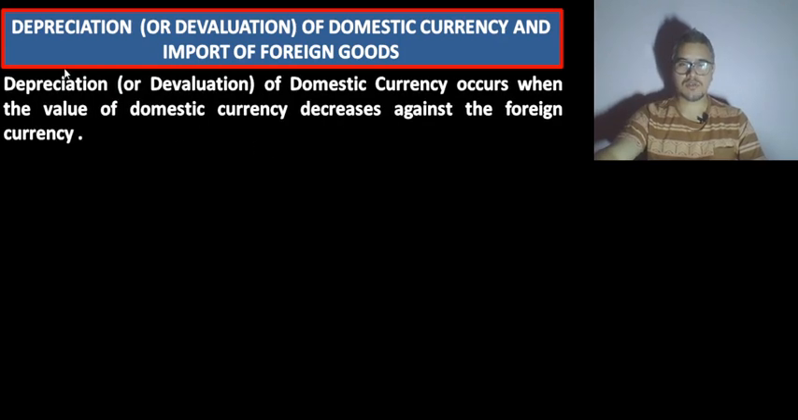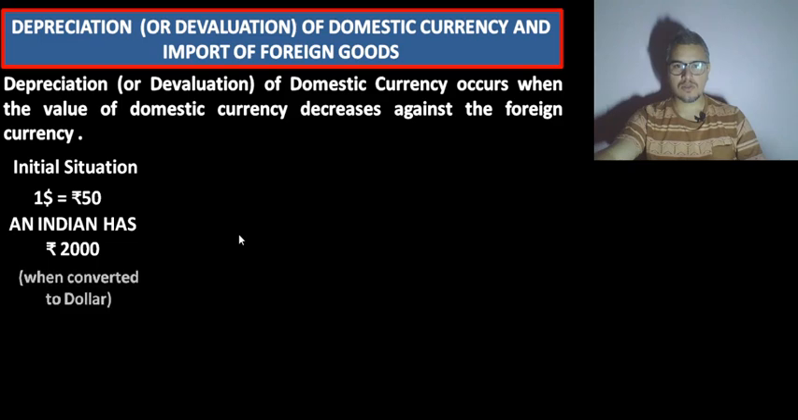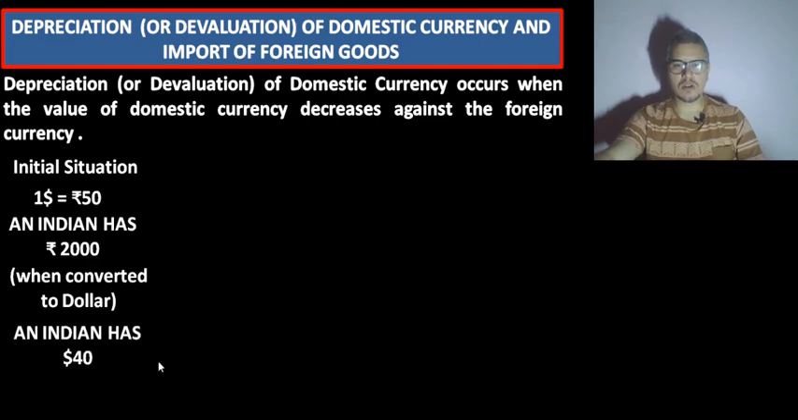The definition of depreciation we all know by now: whenever there is depreciation, there will be a fall in the value of domestic currency in terms of foreign currency. Here also we will take an example. Let's say initially the same rate, $1 per 50 rupees, is there. We will change the example here: an Indian citizen has 2000 rupees with him. When converted to dollars, 2000 divided by 50 gives $40.